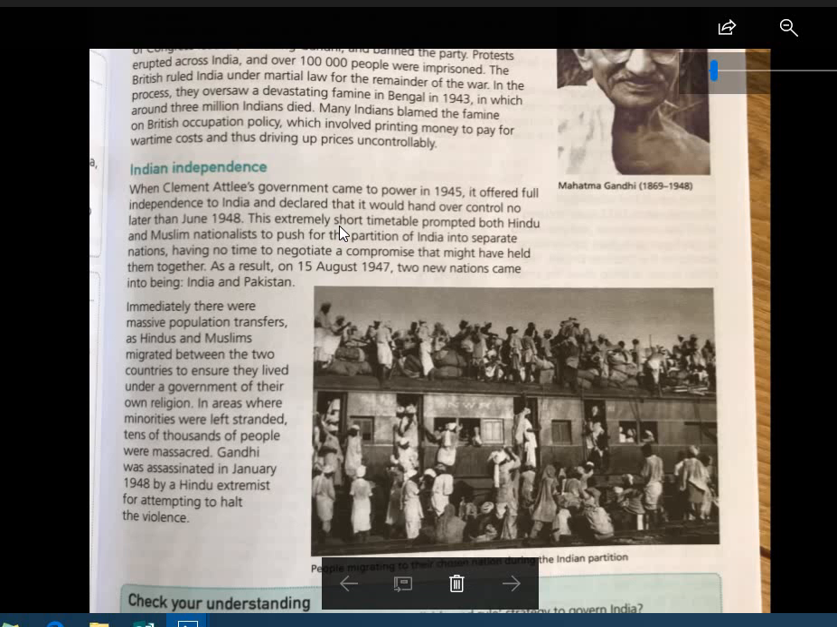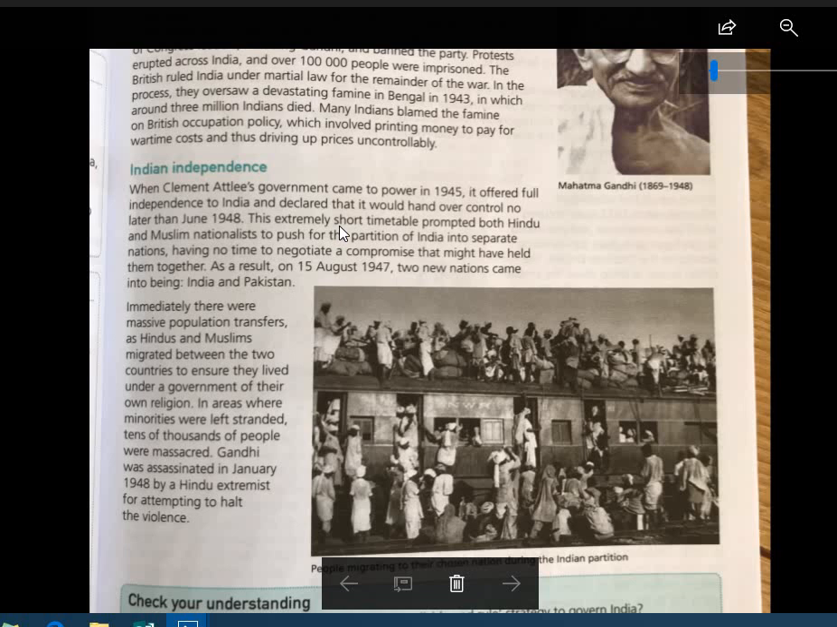This extremely short timetable prompted both Hindu and Muslim nationalists to push for the partition of India into separate nations, having no time to negotiate a compromise that might have held them together. As a result, on 15th of August 1947, two new nations came into being, India and Pakistan. Immediately, there were massive population transfers, as Hindus and Muslims migrated between the two countries to ensure they lived under a government of their own religion. In areas where minorities were left stranded, tens of thousands of people were massacred. Gandhi himself was assassinated in January 1948 by a Hindu extremist for attempting to halt the violence.